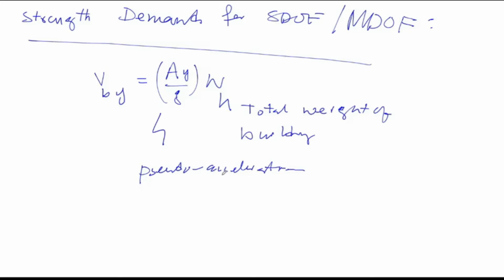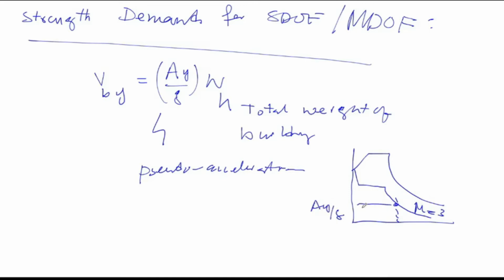So for a known ductility, we can obtain this value. If you remember, we already talked about this. If this is the code spectrum, we obtain the inelastic spectrum using the constant ductility spectrum. Let's say this is for ductility 3 or 4 that you want to calculate. Knowing the elastic vibration period of your system, you can obtain the Ay by g. This is how we obtain the value for a single degree of freedom system.